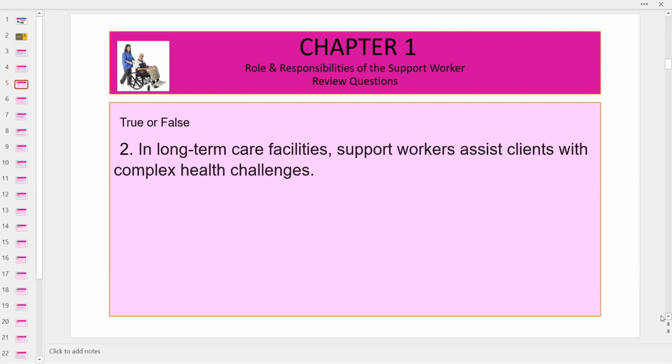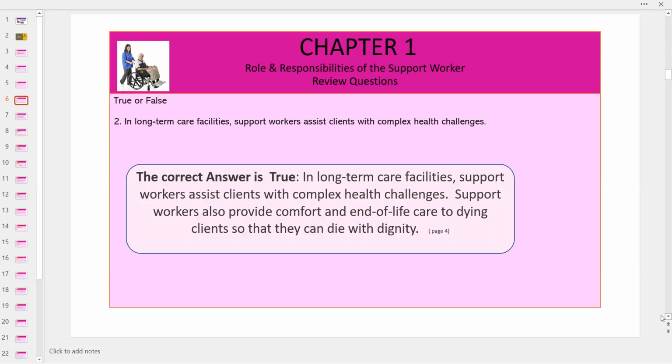Question number 2, true or false? In long-term care facilities, support workers assist clients with complex health challenges. The correct answer is true. Support workers also provide comfort and end-of-life care to dying clients so that they can die with dignity.